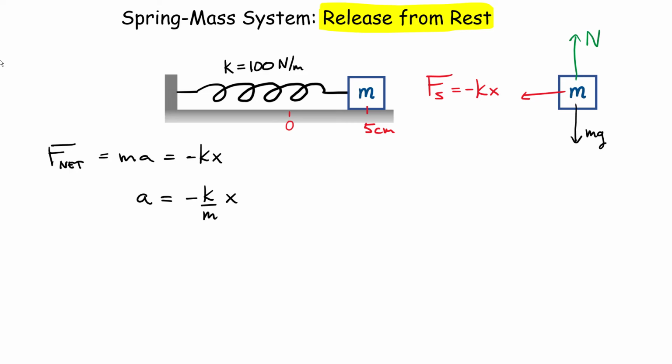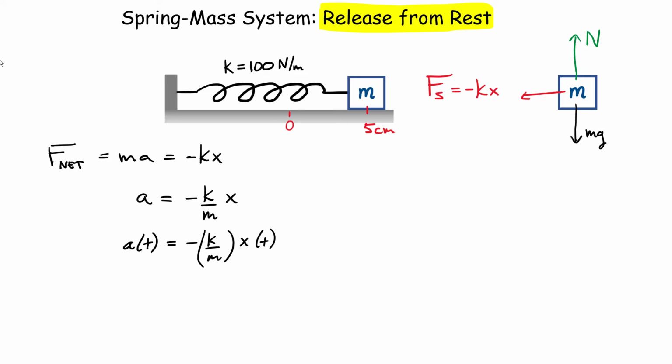Now, keep in mind, this is true for every single time. It's instantaneously true. So you could really write it like this: the acceleration as a function of time is minus k over m multiplied by the position as a function of time. So if you know the position at every time, and we have our characteristics here of the spring, let's just take this 100 newtons per meter.